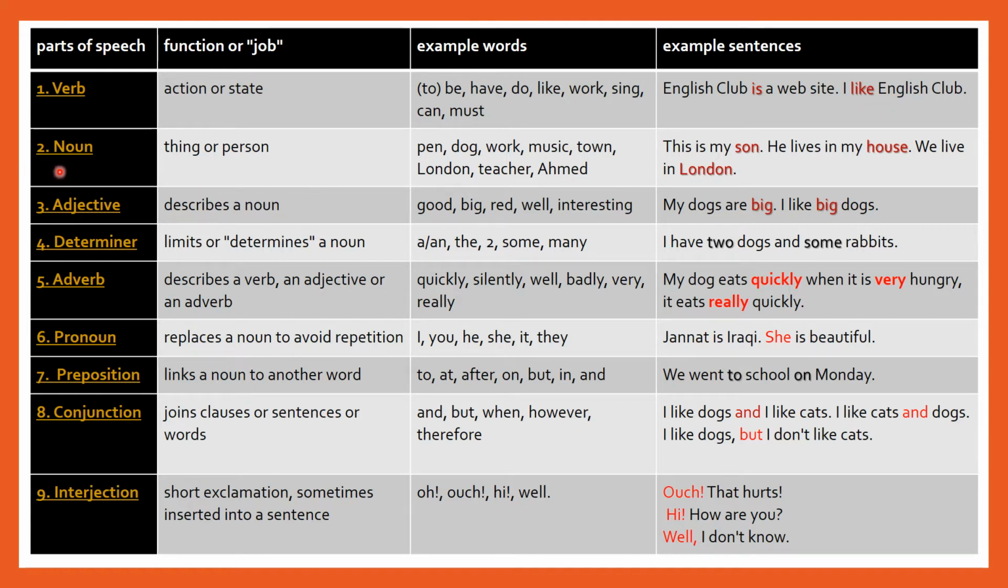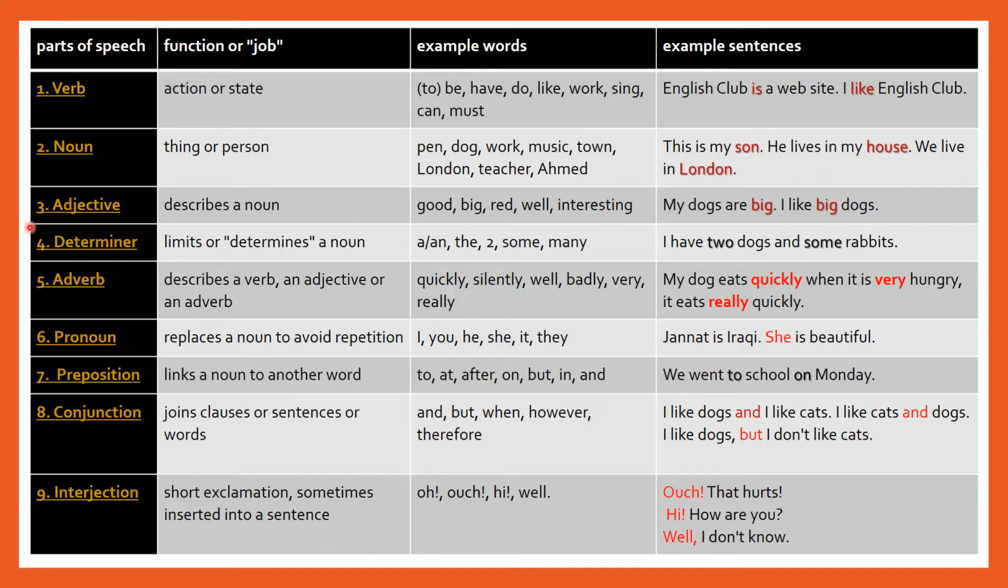The second part of speech is noun. It is thing or person. Example nouns are pen, dog, work, music, town, London, teacher, and Ahmed. Example sentences: This is my son. He lives in my house. We live in London. There are 3 nouns: son, house, and London.